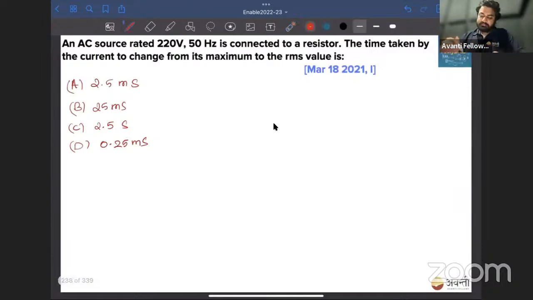Let's do a question. I'll give you 2 minutes. Try this question. I'll read the question once. An AC source rated 220 volt and 50 hertz, 50 hertz means 50 cycles, is connected to a resistor. The time taken by the current to change from its maximum to the RMS value is. Do you remember RMS? I naught by root 2. Try once, 2 minutes, and type your answers in the chat.